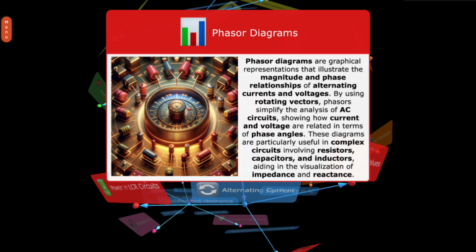Phasor diagrams are graphical representations that illustrate the magnitude and phase relationships of alternating currents and voltages. By using rotating vectors, phasors simplify the analysis of AC circuits, showing how current and voltage are related in terms of phase angles. These diagrams are particularly useful in complex circuits involving resistors, capacitors, and inductors, aiding in the visualization of impedance and reactance.